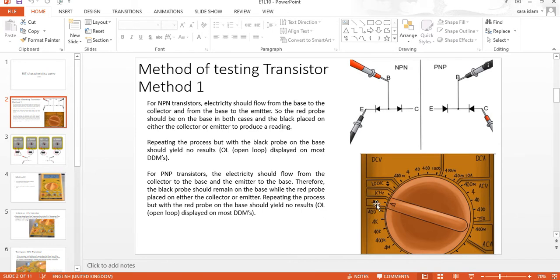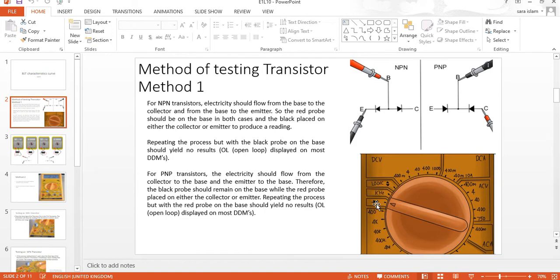And if you want to check whether your transistor is an NPN transistor or a PNP transistor, of the two leads, if you connect your positive lead with the base and your negative lead with the emitter or collector, and in both cases you receive a specific value or a reading, it means that your transistor is NPN.